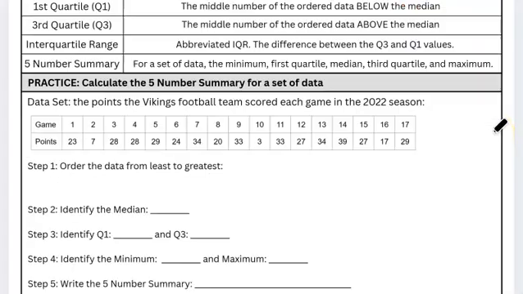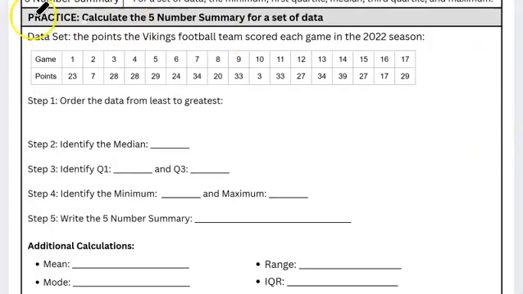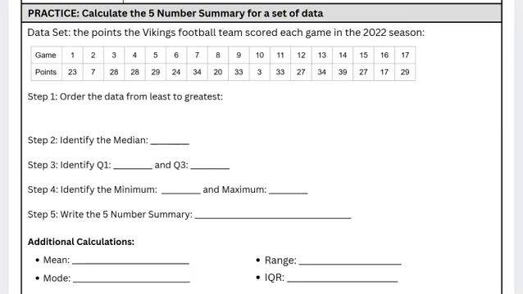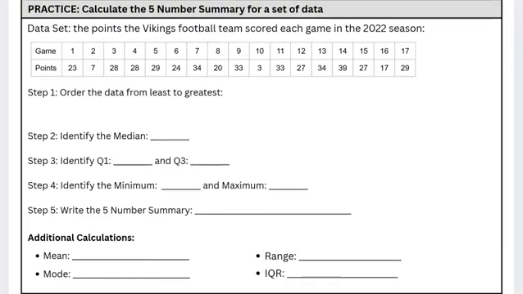So I want you to go down to where it says practice, calculate the 5-number summary for a set of data. We are going to go through this and we're going to learn what each of the words mean in a context. So we know how it looks, how it's applied, and that can help better our understanding when we are working in mathematics.